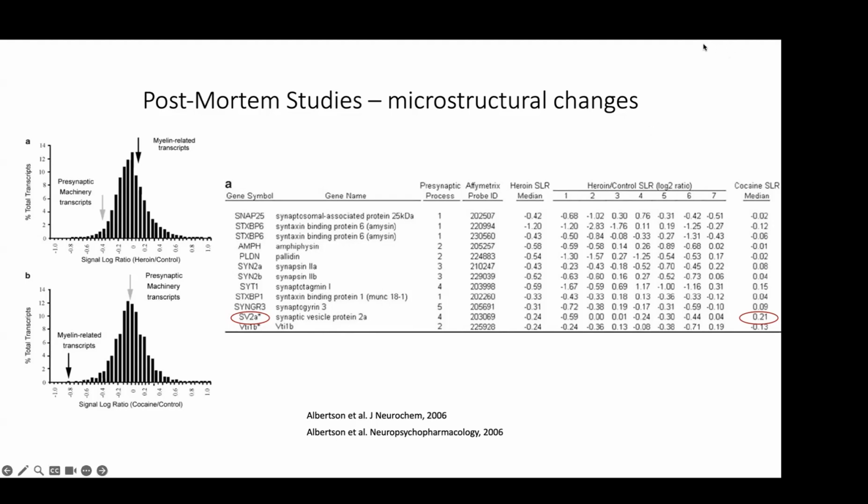opposite effects of opioids in comparison to cocaine. So they saw, for example, that in the brains of participants who had opioid use, there was lower expression of the transcripts for SV2A, and in the brains of persons who had cocaine use, they had the opposite effect, in a direction that matched the preclinical results.